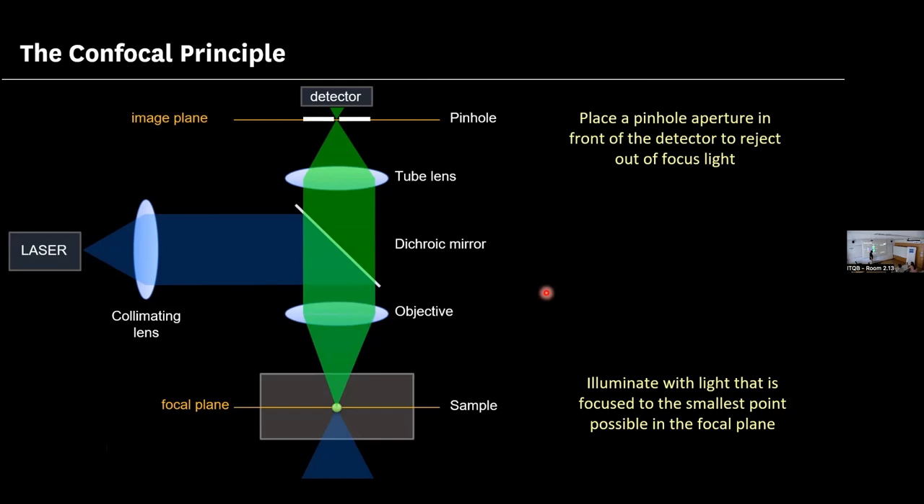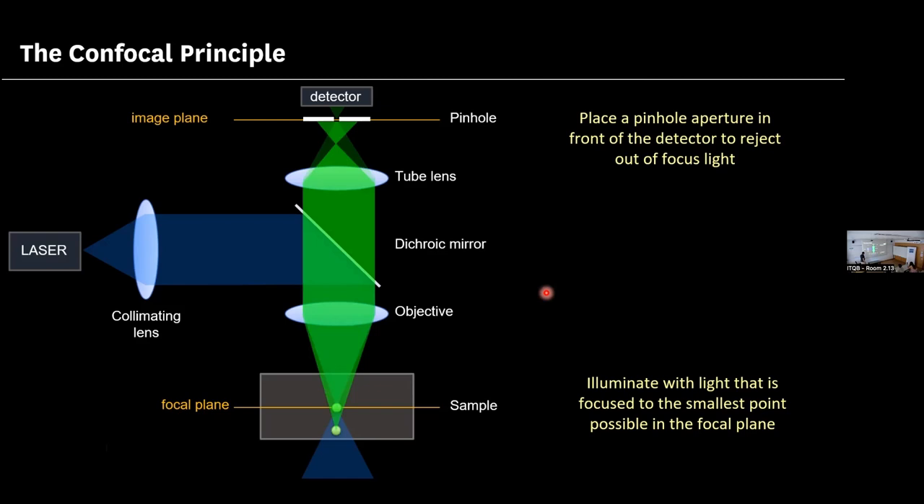So the combination of illuminating in a single point and placing a pinhole just in front of the detector in a conjugate focal plane, that's what confocal means, conjugated focal plane, means that light that will be illuminated in a sample in a single point will go through the pinhole and fully reach the detector. If we have a fluorophore above it that will emit light, this light will be focused a little bit above of the pinhole, so the vast majority of light will be blocked by this pinhole and not reach the detector.